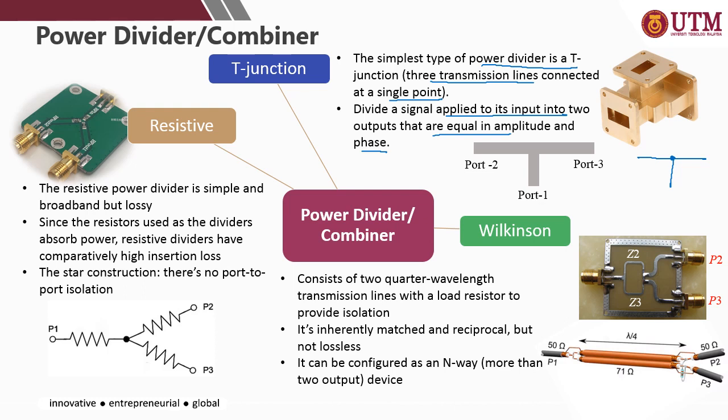Right, the second one is the resistive power divider. It is more or less the same as the T-junction, but it is an improved version of the T-junction power divider, in which there are three resistors, 1, 2, and 3, included at each transmission line in order to improve the isolation.